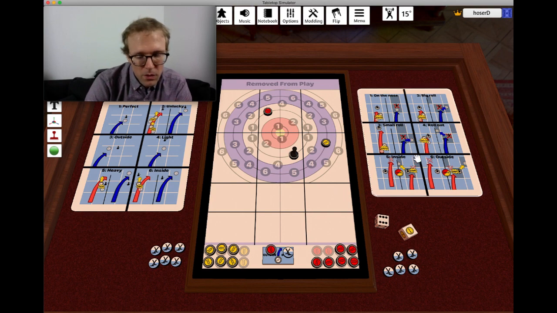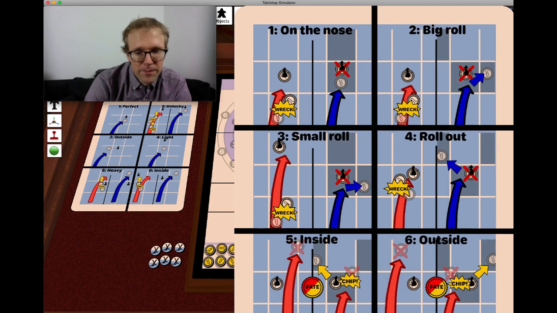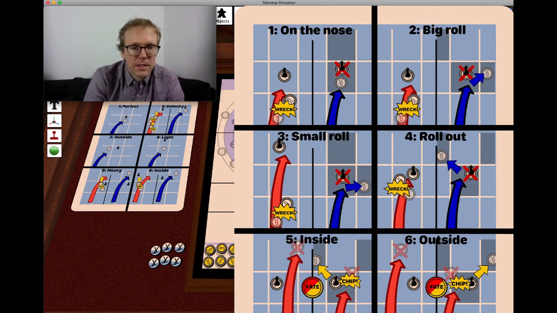So something I didn't talk at all about in the original video is, when you look at the shot chart, there are these shaded regions. Those shaded regions are the threat regions for different hit outcomes, and those threat regions only apply when we're making these peel weight shots.